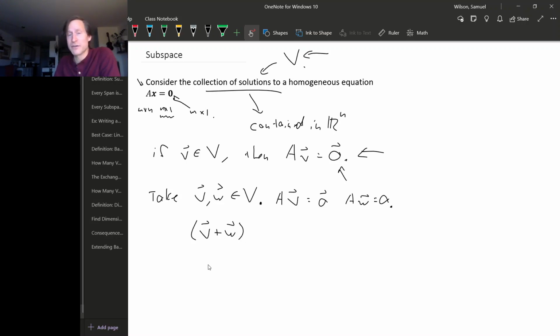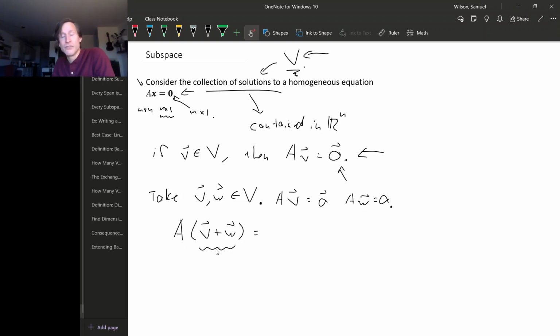So let's ask ourselves what happens if we add these two vectors. This resulting vector, the sum, might be in V, but then again it might not. How could we check? Capital V is all of the vectors that are solutions to this equation, so let's check if this vector, little v plus little w, satisfies the equation. We'll multiply it by capital A and see what we get.